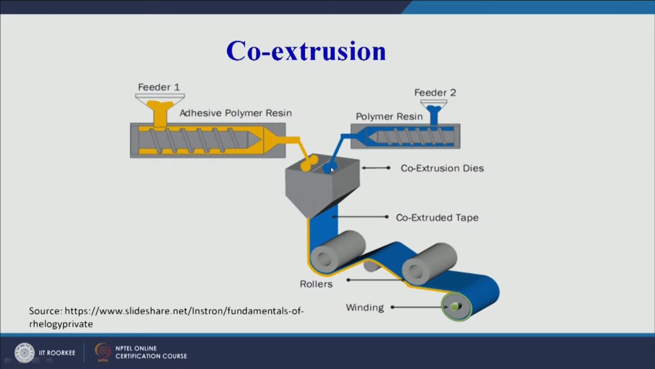So deliberately the colors are different and you can see the final product, the winding on the final product on the roller. The blue color is coated over the yellow color film, or the yellow color is the adhesive and the basic polymer in this case is the blue color polymer. So this is a co-extrusion die through which both your adhesive polymer resin and the polymer resin are moving together.